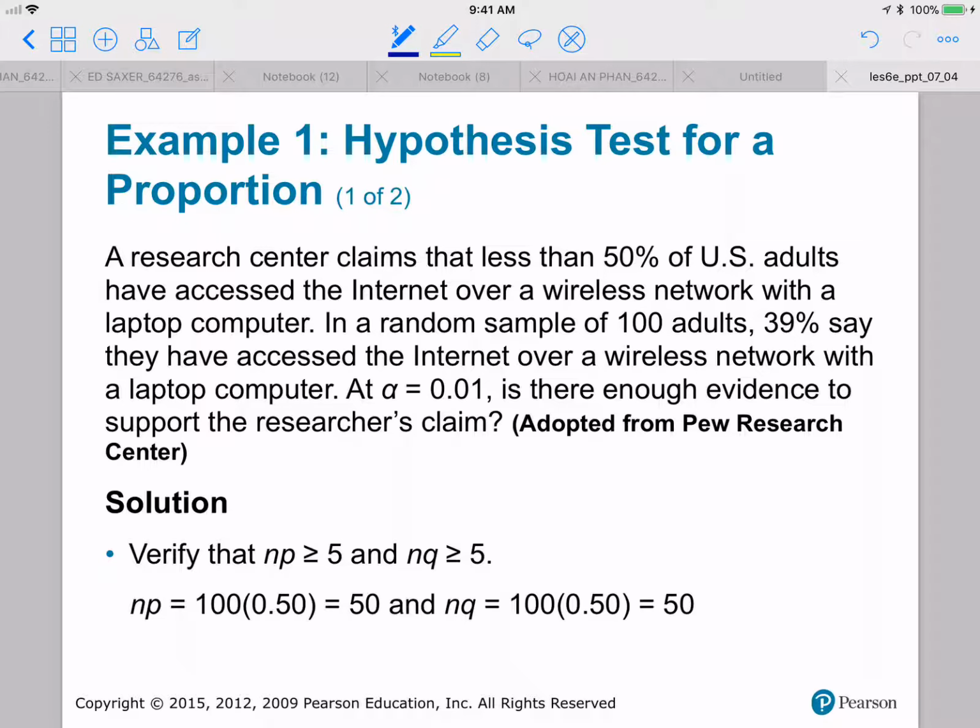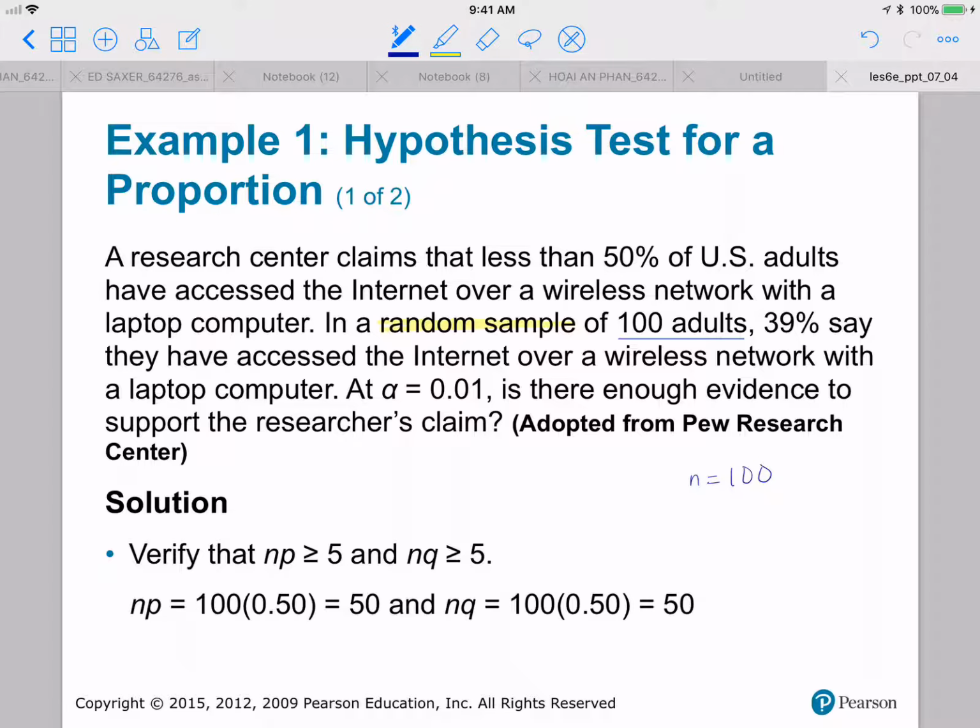Okay, so just reading this, we have a random sample of 100 adults. So I'm going to go ahead and highlight this information here. And it's important that we have a random sample because remember, we need to have a random sample whenever we're doing any type of hypothesis test. Okay, so if we know we have 100 adults, that tells us that our sample size, n, equals 100.